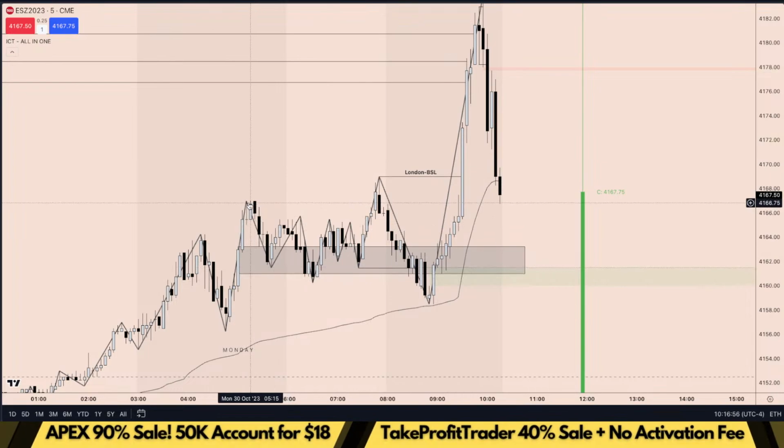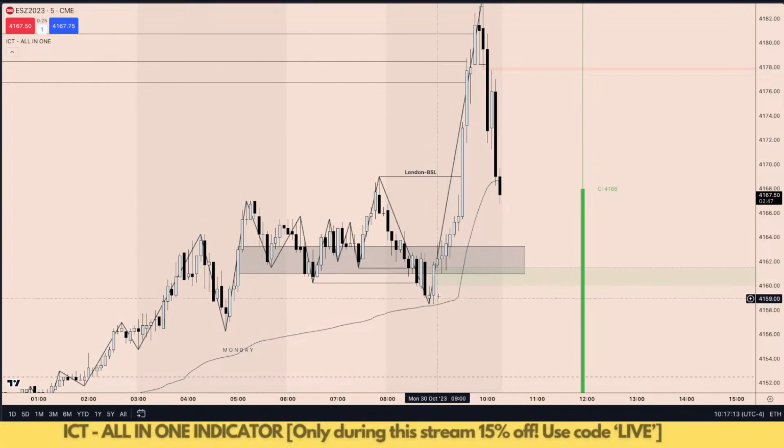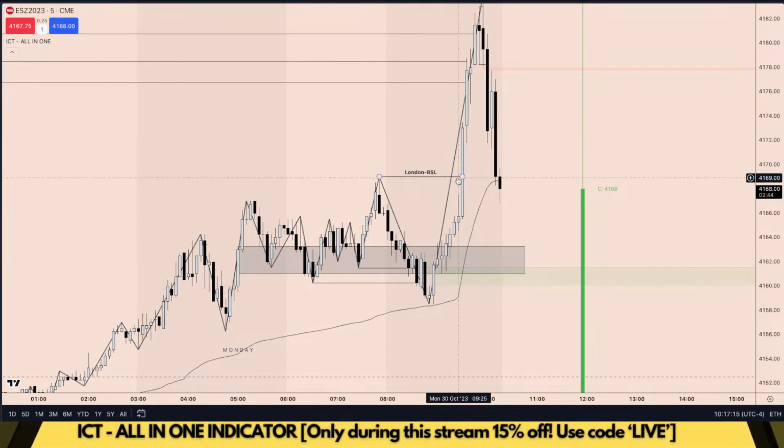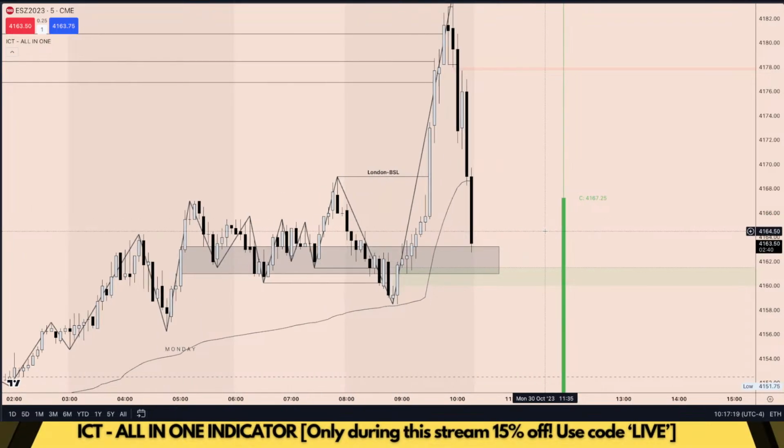So right here we formed a high, we pulled back, made a lower low, a lower high and a lower low. In between those two highs, our lowest swing point would be this low right here. On a 5-minute time frame, we actually shifted structure below here before we reversed to the upside above the London buy side liquidity. Okay, and there we fail.